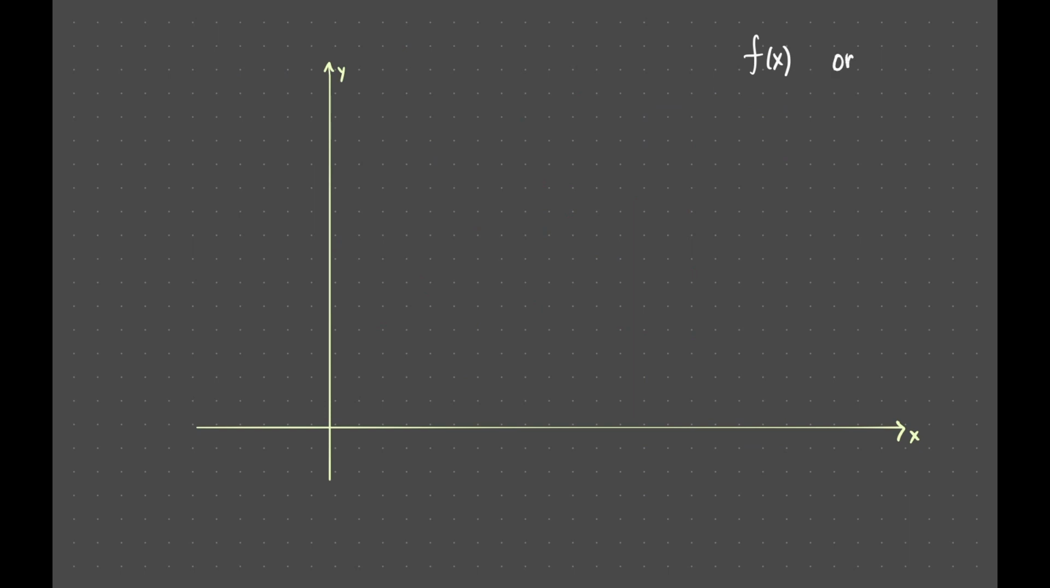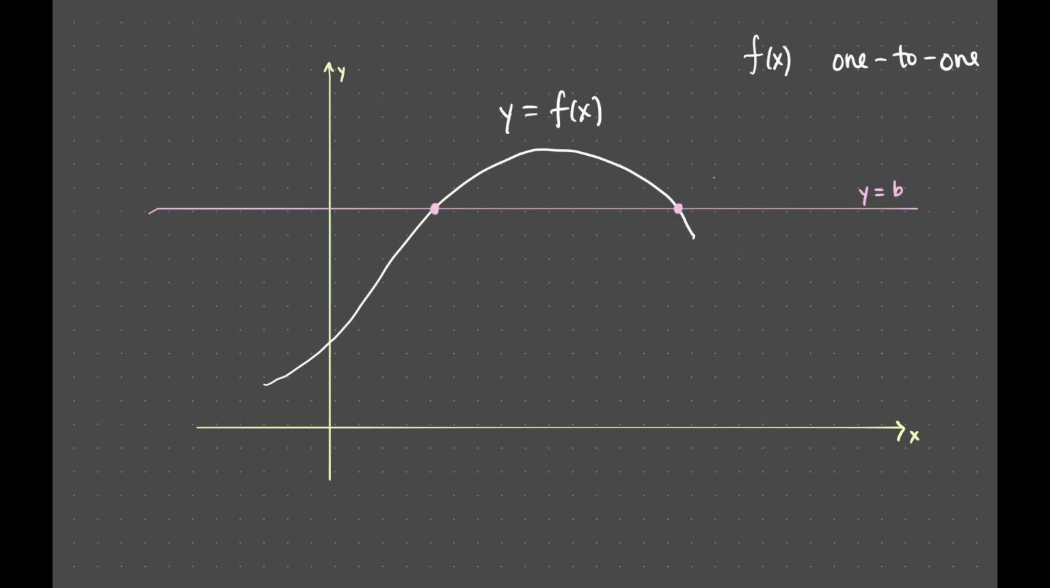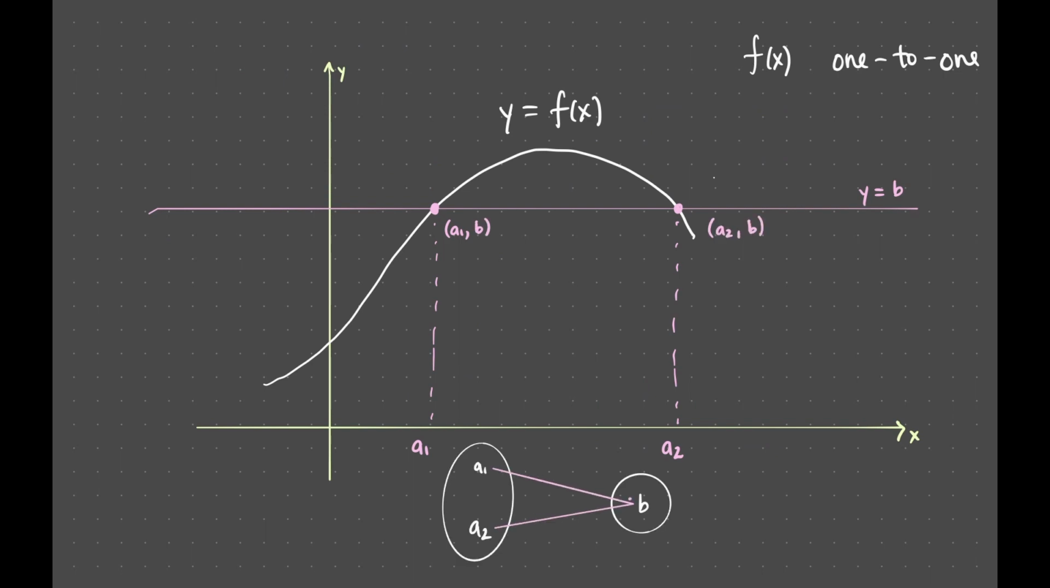The graph of a one-to-one function must pass a type of horizontal line test, in the sense that any horizontal line crossing its graph must only do so once. Indeed, if a horizontal line crossed the graph more than once, then that output would be achieved by two different inputs, making the function fail to be one-to-one.